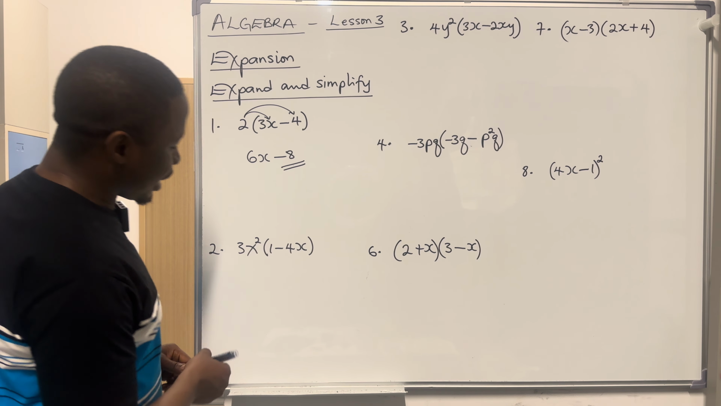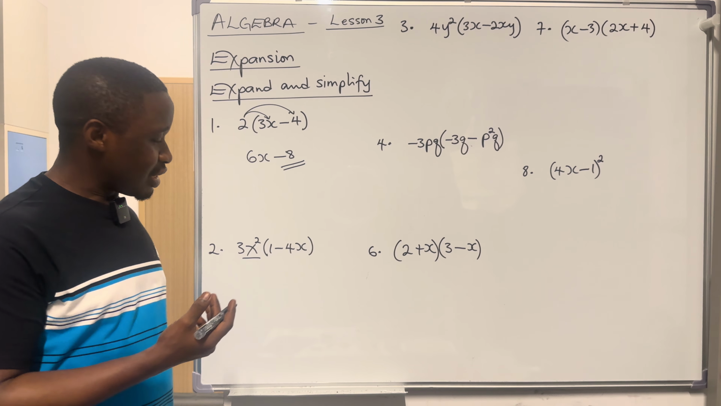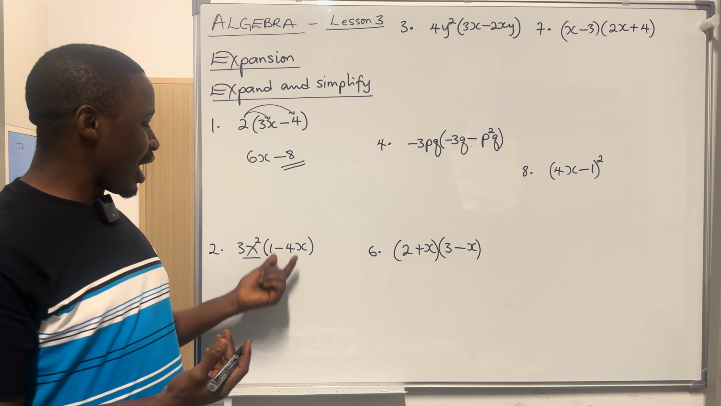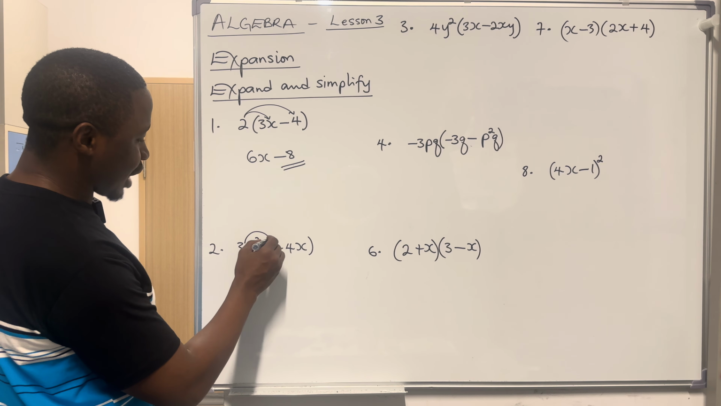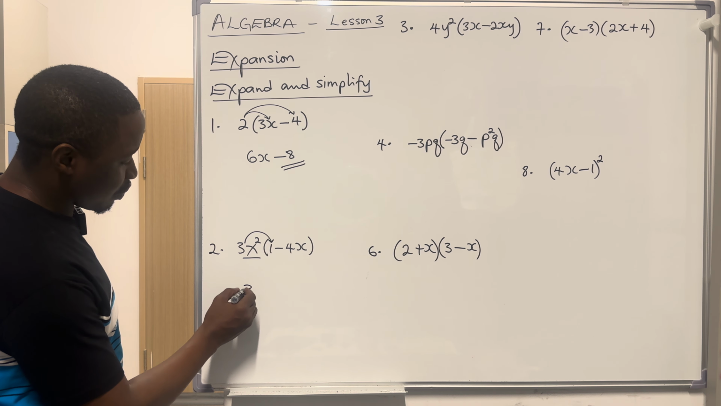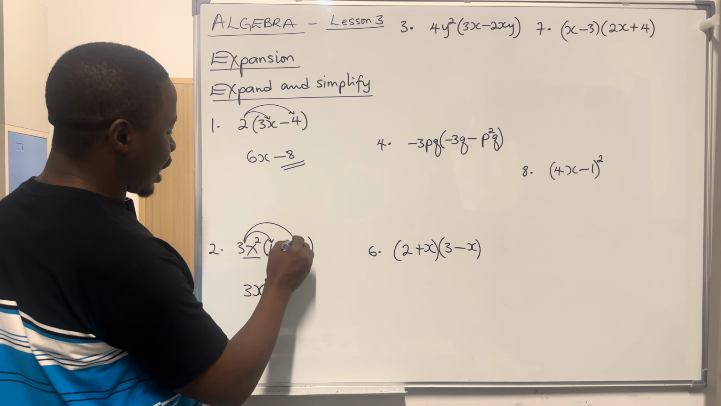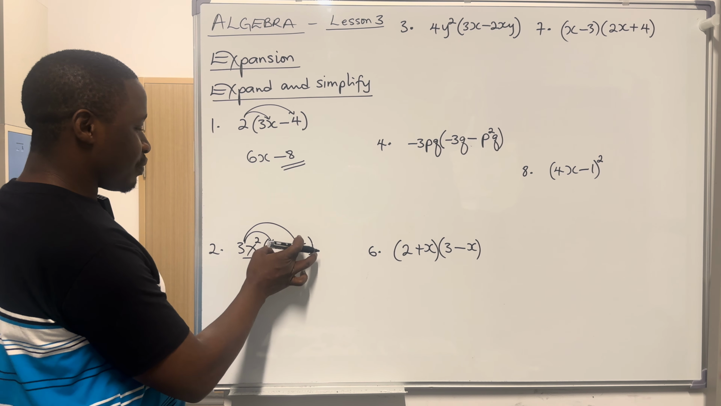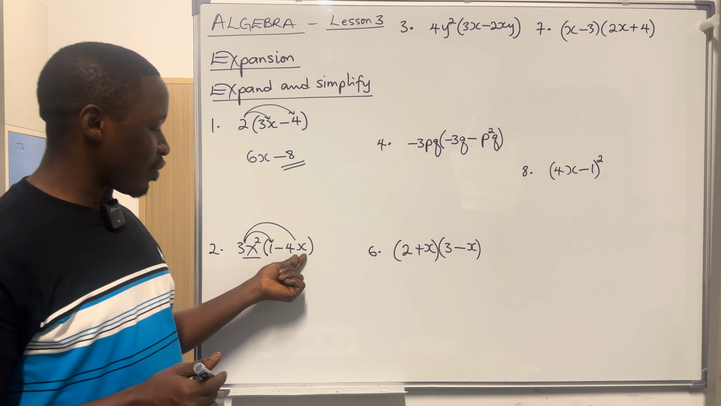Okay, here again, what we have outside is 3x squared. 3x squared has to multiply every term in the bracket. So to do this, we say 3x squared times 1 will give us 3x squared. Then 3x squared times minus 4x.